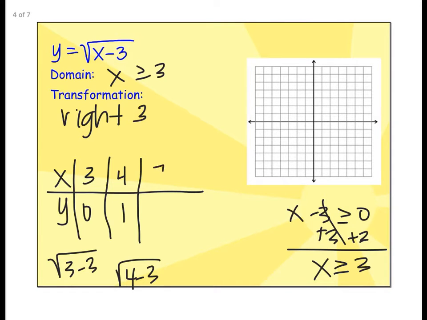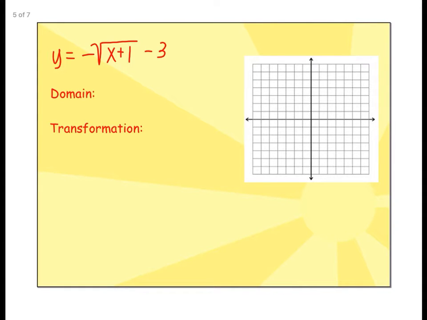Next, I personally would choose 7. The square root of 7 minus 3 is the same as the square root of 4, which is 2. And then I would probably pick 12 and get the square root of 9, which is 3. So they're not all going to fit on there, but let's graph what we can. So 3, 0, 4, 1. That was a little off, sorry. And then 7, 2. So drawing my graph, I can see the whole thing, same curve, shifted 3 to the right.